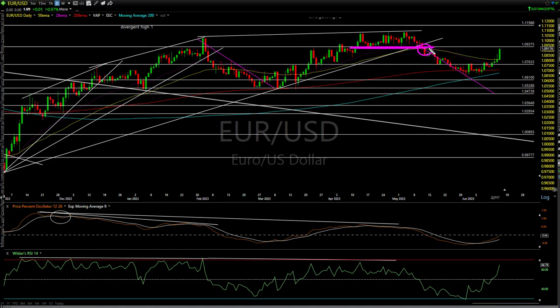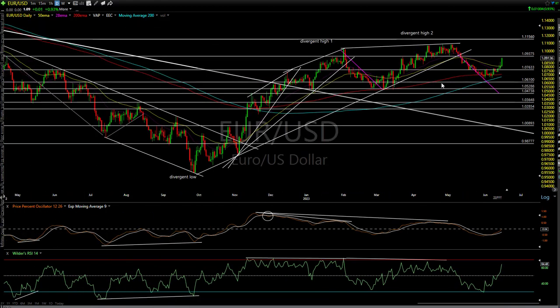The breakdown coincided with the break of that horizontal support plus the uptrend line right there. And we're rallying back to that. PPO is still down below the zero line in bearish territory, and we are coming off that big divergent high, negative divergence. So it's still very likely we get rejected there and then go down.